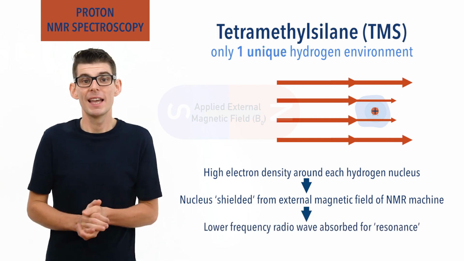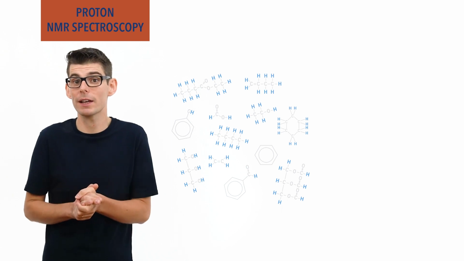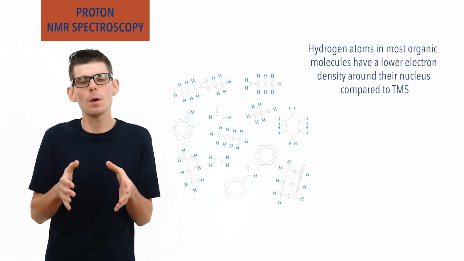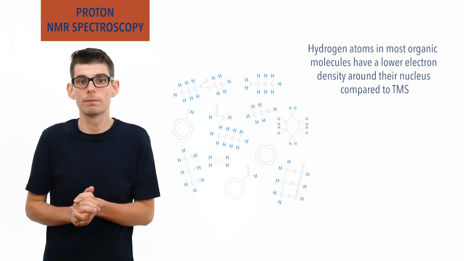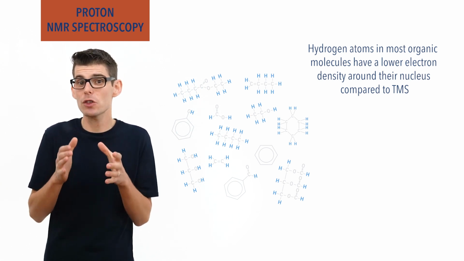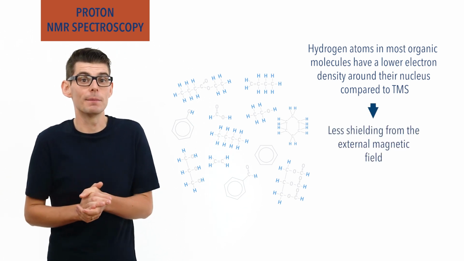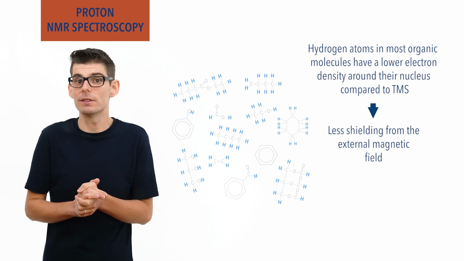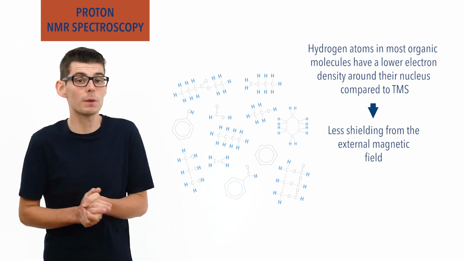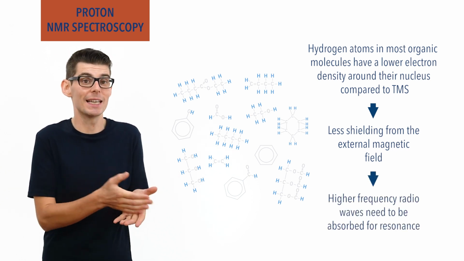frequency are needed. In all other organic molecules, hydrogen atoms won't have such a high electron density around them, as it's rare for hydrogen to be bonded to atoms with a lower electronegativity than itself. As a result, the proton in a hydrogen atom usually has less shielding around it and experiences more of the external magnetic field in NMR. Slightly more energy is needed to flip its spin, meaning higher energy radio waves of a higher frequency are needed compared to the protons in hydrogen atoms in TMS.